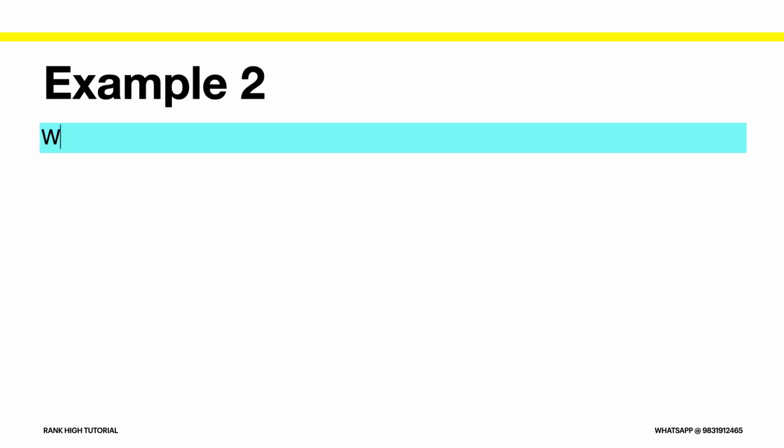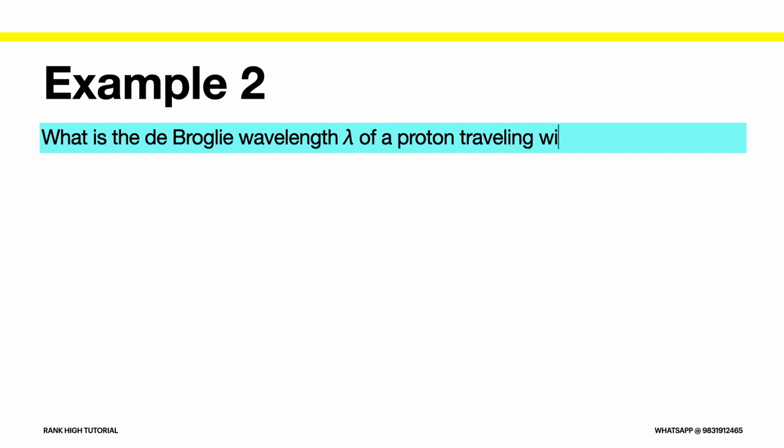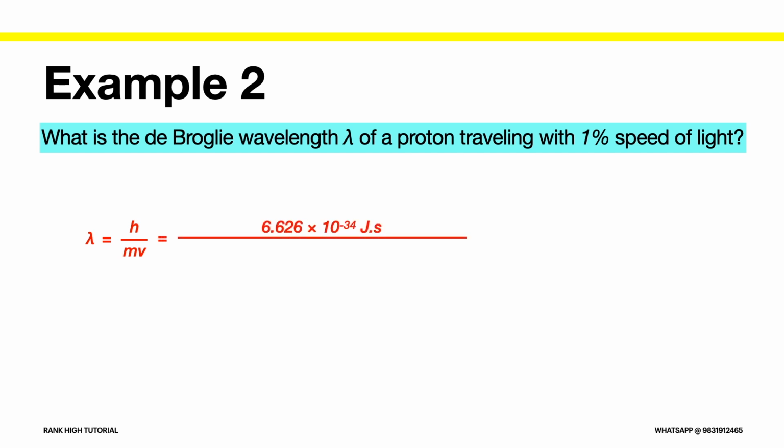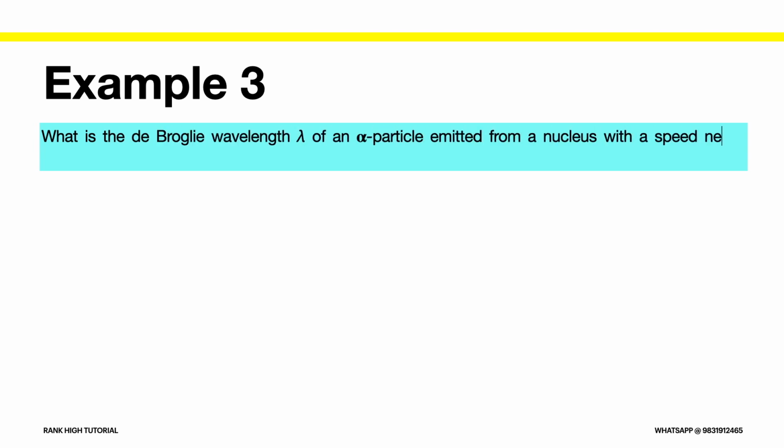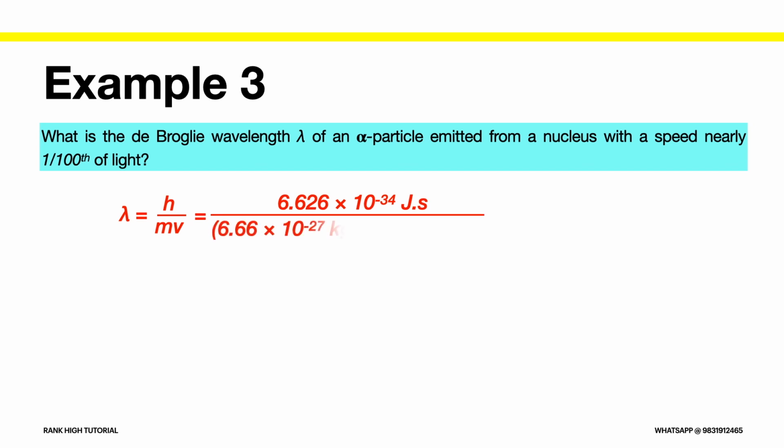Problem number 2. What is the de Broglie wavelength of a proton traveling with 1% speed of light? Similar to the last problem, the de Broglie wavelength lambda is calculated as 1.32 into 10 to the power minus 13 meter, that is 0.20132 Angstrom. Problem number 3. What is the de Broglie wavelength of an alpha particle emitted from a nucleus with a speed nearly 1/100th of the speed of light? Like the previous problems, we can calculate the wavelength of the alpha particle as 3.316 into 10 to the power minus 14 meter.